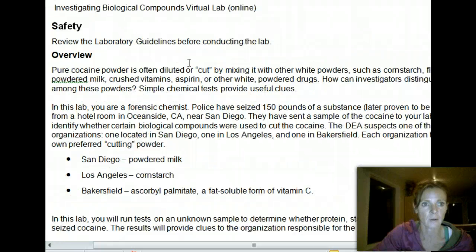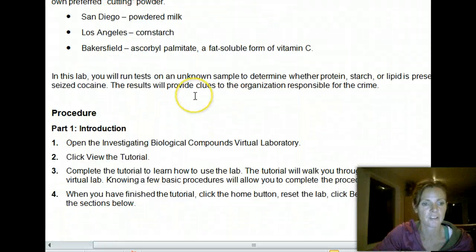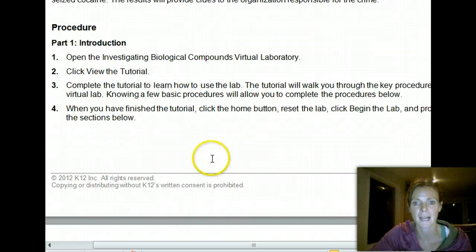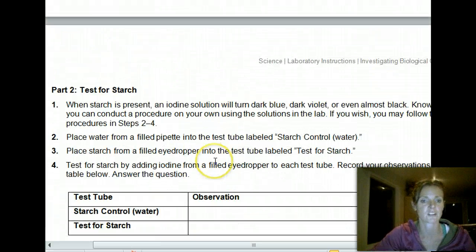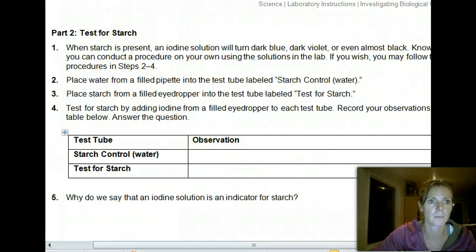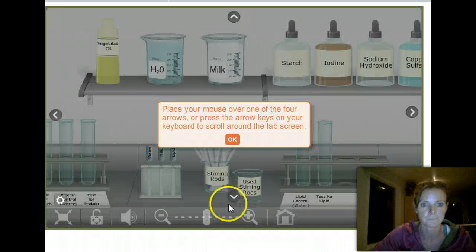So notice how it says procedure, sorry, let me scoot down here. Part 1, open this tutorial, view the tutorial, complete the tutorial. When you've finished it, click the home button, reset the lab, and begin the lab and proceed to the sections below. So we're going to do the tutorial together. Then we'll do the test for starch. The tutorial just lets you know how to utilize this virtual lab, so to speak, okay? All right, so let's start it.